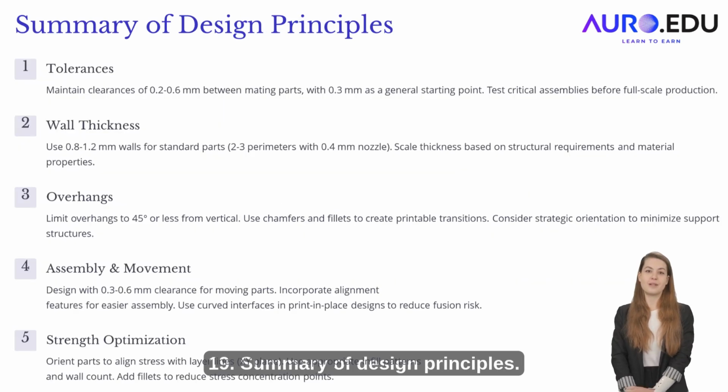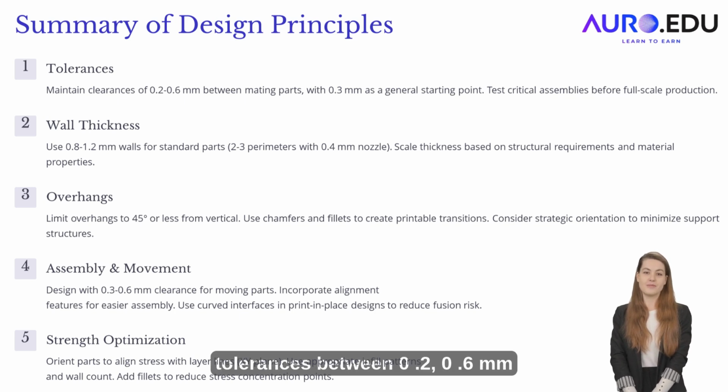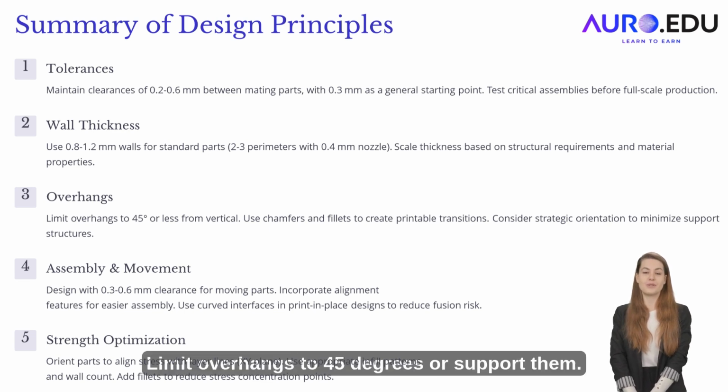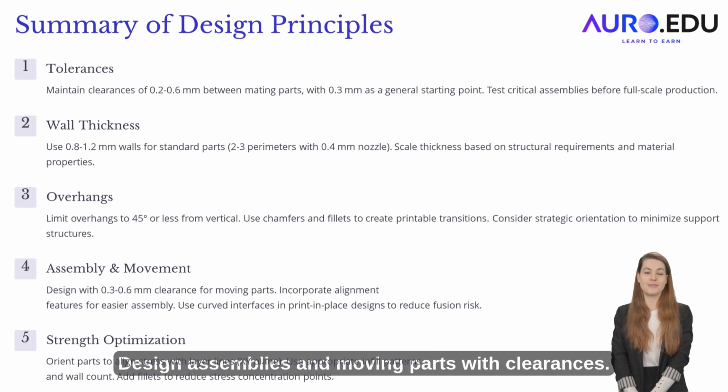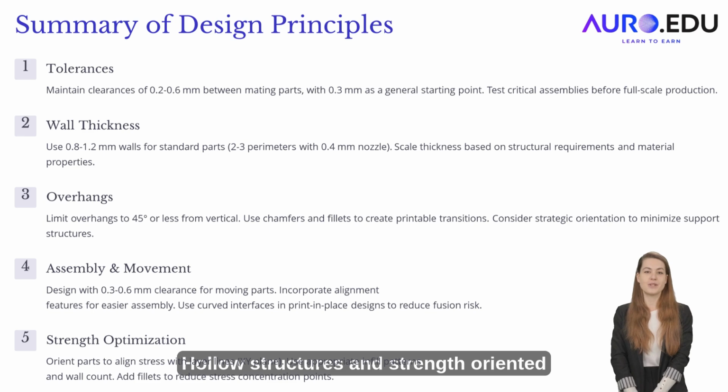19. Summary of design principles. Here's a quick recap. Use tolerances between 0.2–0.6 mm. Maintain 0.8–1.2 mm wall thickness. Limit overhangs to 45 degrees or support them. Design assemblies and moving parts with clearances. Hollow structures and strength-oriented orientation reduce cost and failure.